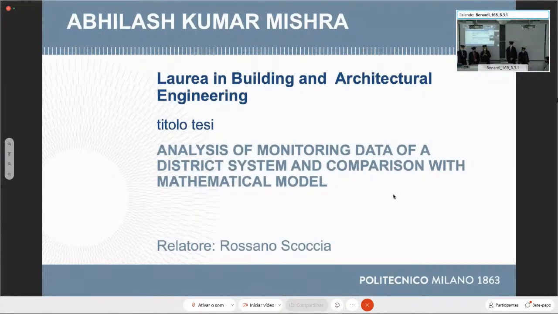Abhilash Kumar Mishra, analysis of monitoring data of a district system and comparison with mathematical model. 107.